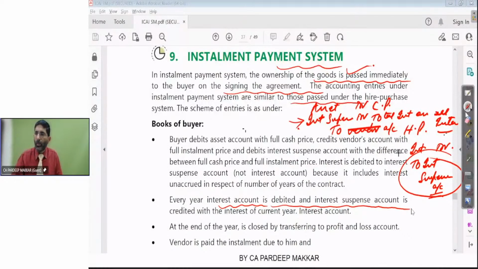So is that clear? Installment payment method is not a different method, and frankly speaking, it is not going to come into the exam, because there is no question on this.